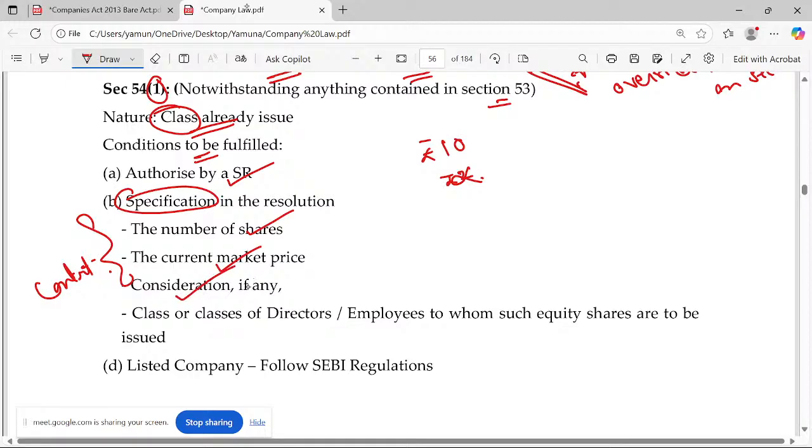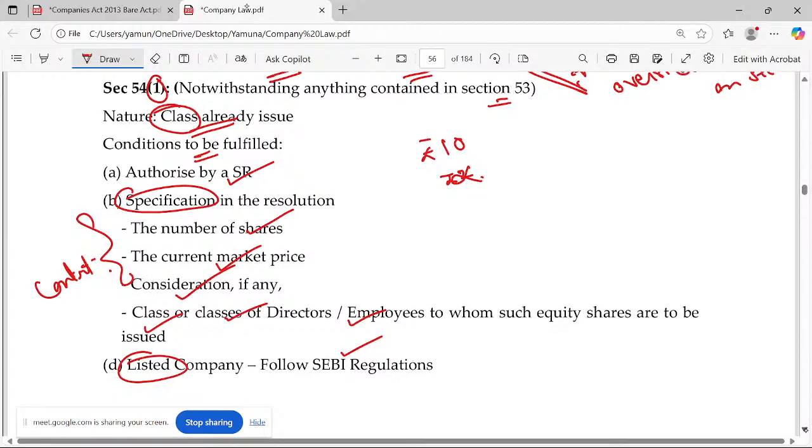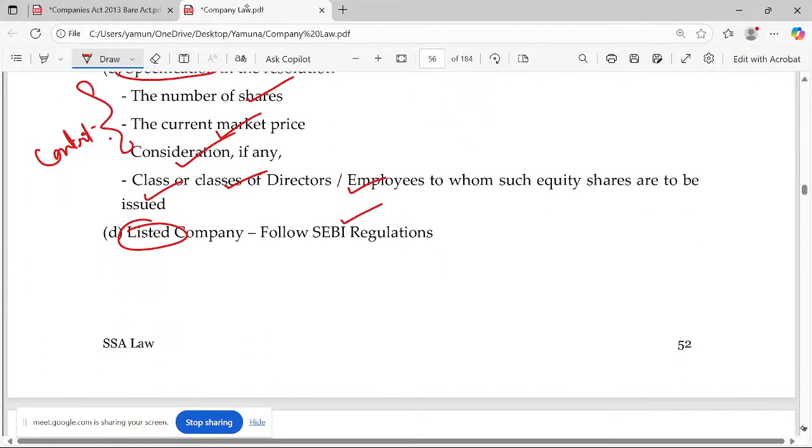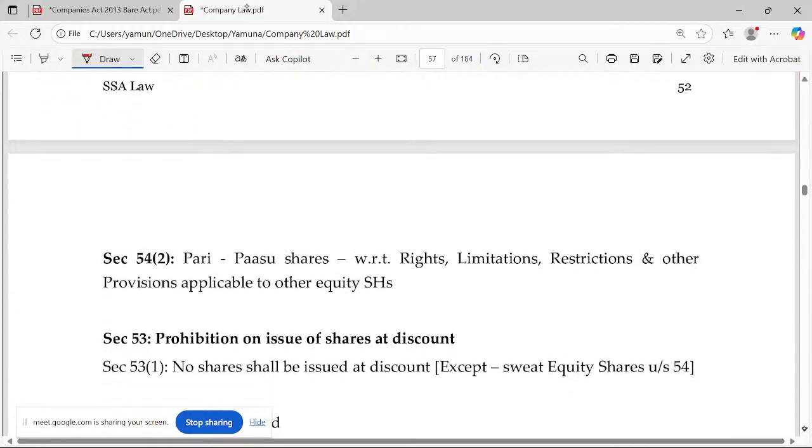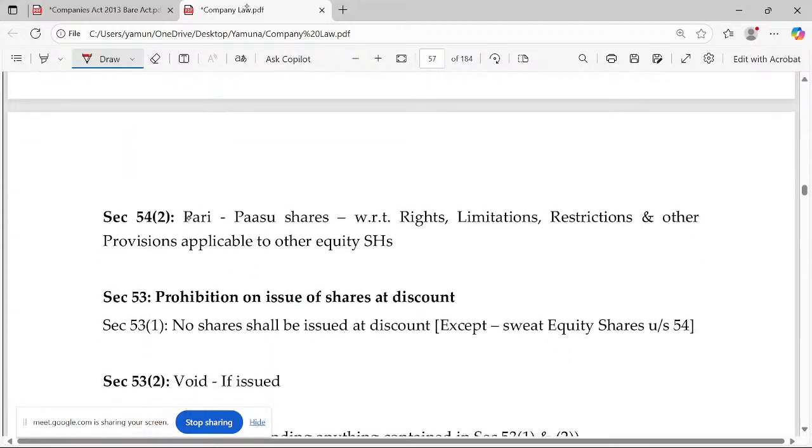Also the consideration, which class or classes of directors or employees it is going to be applicable to, etc. If it happens to be a listed company, then just close your eyes and say you are following SEBI regulation. Whenever you go for a listed company, along with the Companies Act, you have to follow SEBI regulation. Whenever foreign currency is involved, you have to follow FEMA. That's it. So subsection 1 is over.